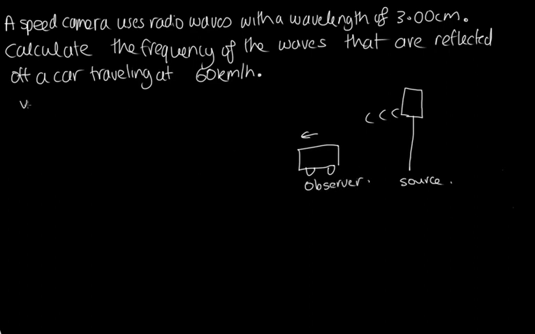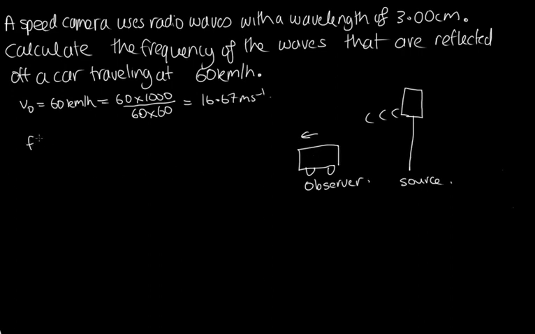So we can work out that the velocity of the observer is equal to 60 kilometers per hour, which is equal to 60 times 1,000 meters per hour, and divide by 60 times 60, we'll get it into meters per second. So that's 16.67 meters per second. And so we can work out what frequency the observer in the car observes.